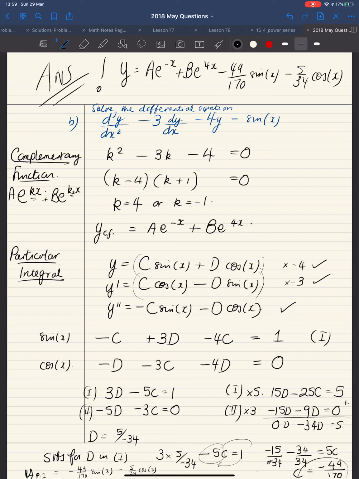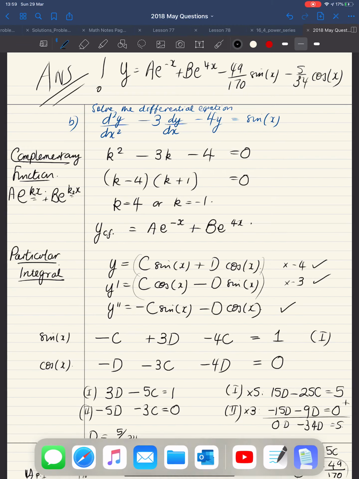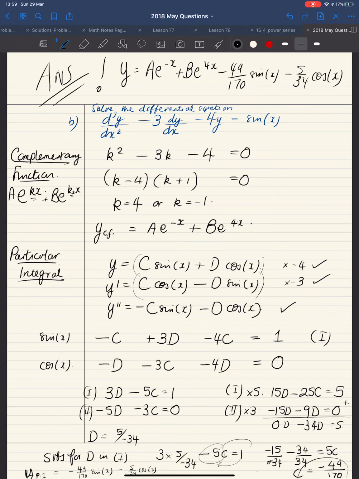Yeah, that seems unusual. I'm going to check that. Anyway, the method's right. Just the arithmetic seems a bit unusual. I'm pretty certain I remember 34s last year, or the year before. So there we go. We'll stop there.